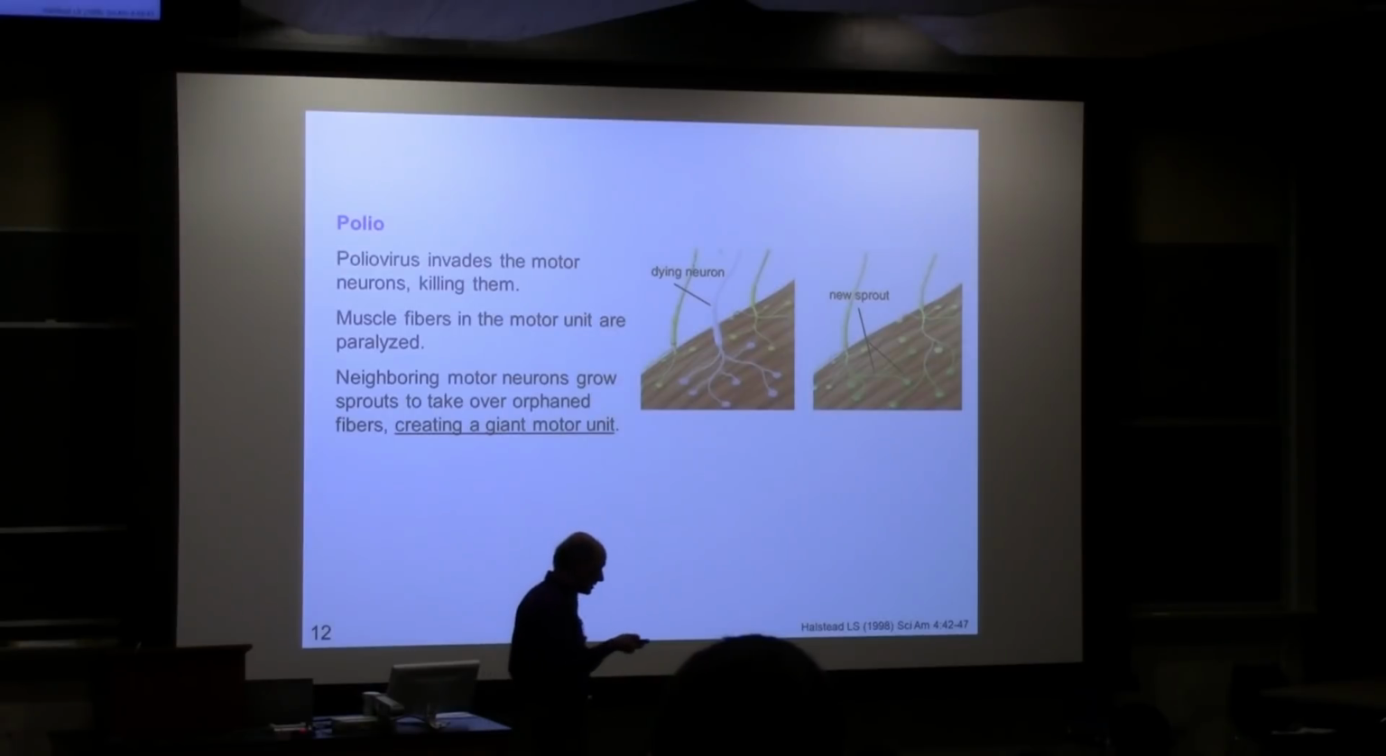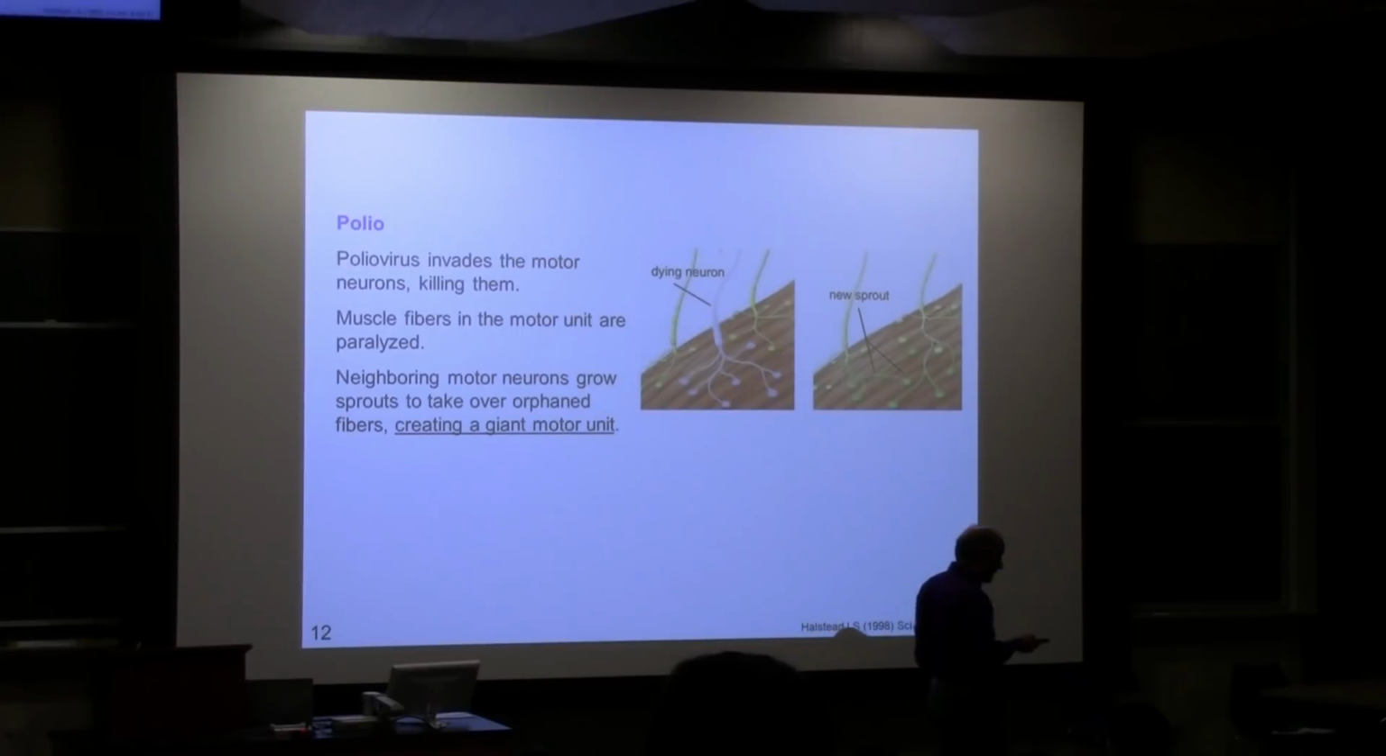But nothing in the nervous system is ever wasted. So what happens now is that there is this process whereby the neighboring motor neurons somehow detect that those muscle fibers are no longer being activated. And what happens is that they take over. They send processes to those orphan muscle fibers, and they take over control of those. But now what happens is that you get a giant motor unit. So in polio, what you end up with is a few motor neurons that are controlling this gigantic set of muscle fibers. And so there's horrible control of those muscle fibers.